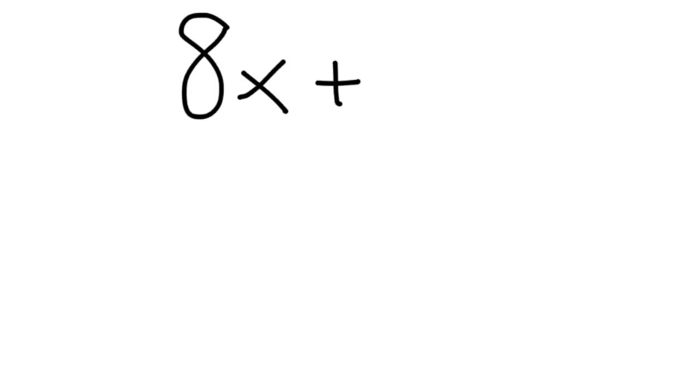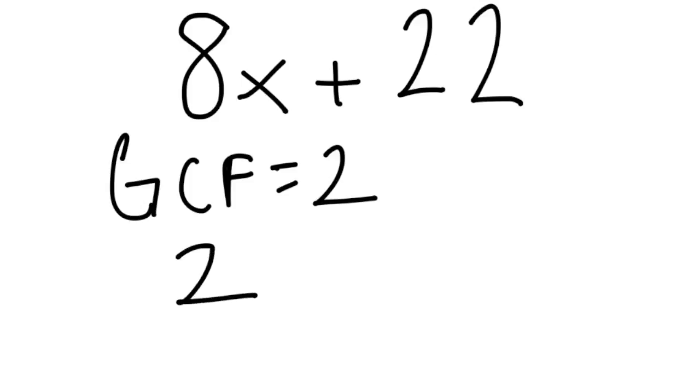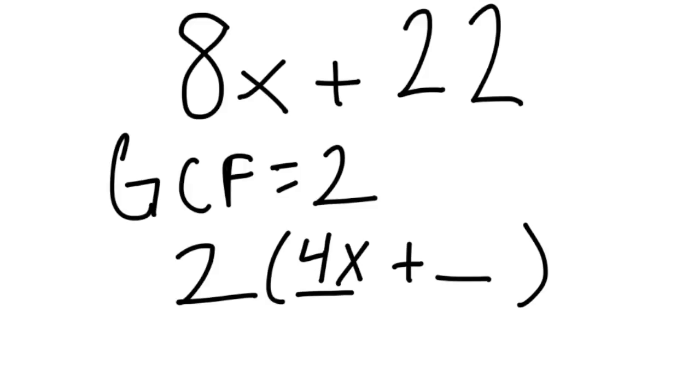Here's a more typical one, 8x plus 22. Again, you start off by asking yourself, what's the GCF of these two terms? You have 8 and 22. The only thing that goes into both of them is 2. So that's going to go on the outside. And then inside the parentheses, we're going to have two terms. We need to have 4x in the first one, because that times 2 is 8x. And then the second one needs to be 11, because 2 times 11 makes 22.